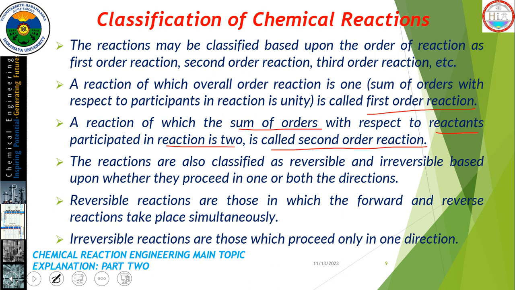In other words, the reactions are also classified as reversible and irreversible based upon whether they proceed in one or in both directions. So reversible reactions are those in which the forward reaction as well as the reverse reaction takes place simultaneously. There is a simultaneous occurrence of the forward as well as the backward. For example, if you see the conversion of A to B and there is a conversion of B to A, this is considered a reversible reaction.